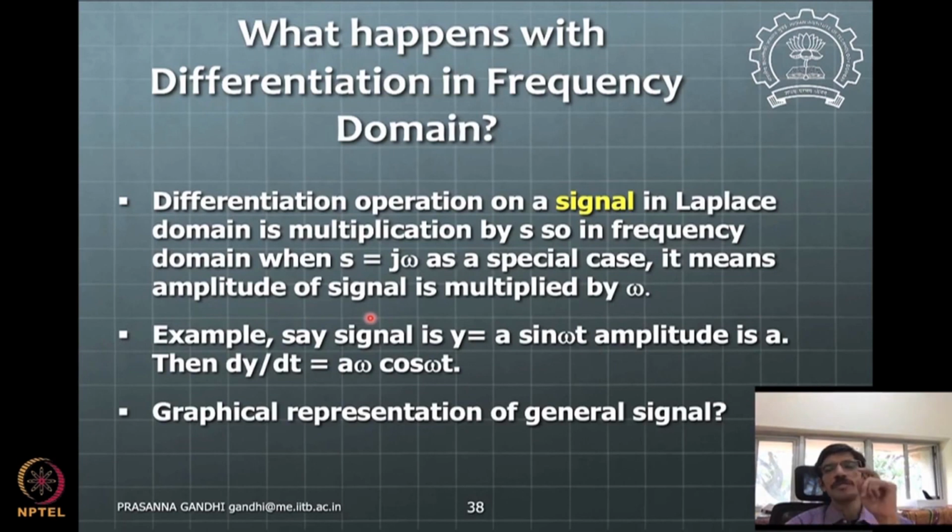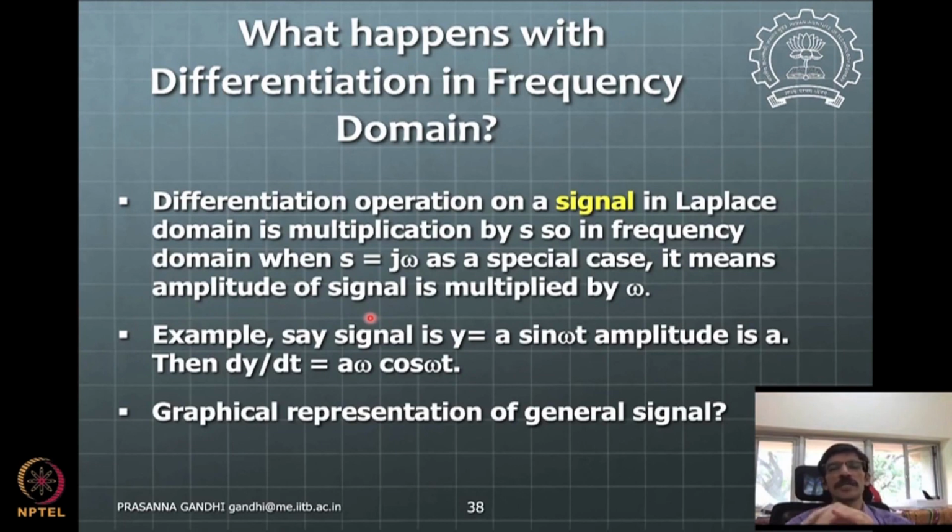So if you see a differentiation operation like d by dt of a signal f of t, then the Laplace transform of this d by dt of f will simply be s times the Laplace transform of f. So the Laplace domain gives you a multiplication of the original Laplace transform by s when you differentiate a particular function.